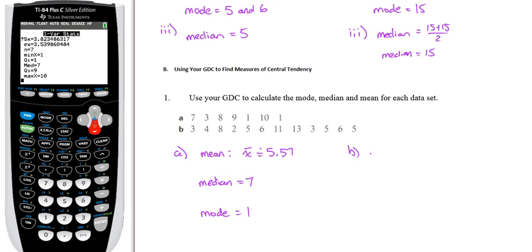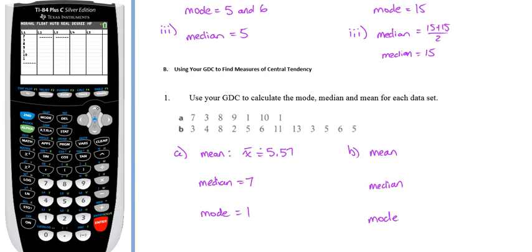So when you do the next one, you do the same thing, except you're going to enter a different data set this time. So back to Stat, back to Edit. I'll get rid of this data set here, and I'll enter the new one. So 3, 4, 8, 2, 5, 6, 11, 13, 3, 5, 6, and 5.